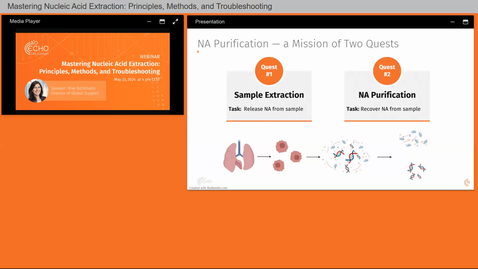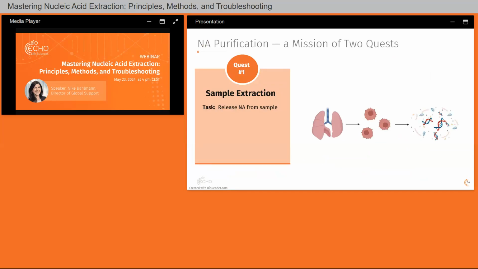So let's focus first on quest 1, sample extraction. As I said, we want to release the nucleic acid from the sample. So we want to disrupt the sample and then homogenize it. Very crucial step. If you're starting with cells, for instance, sometimes you do not need a real disruption, but we can touch on this as well. The challenge is that sometimes people are faced with very hard to lyse or fibrous tissue. Could be bone, could be muscle, but also plant seeds are sometimes not easy to crack open so that you get access to the DNA.